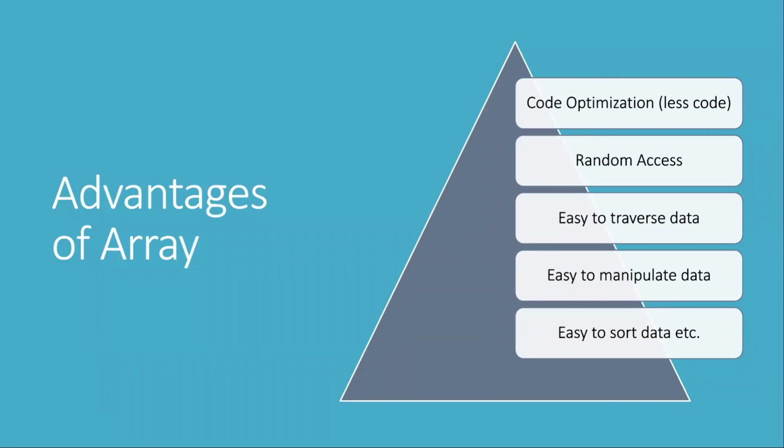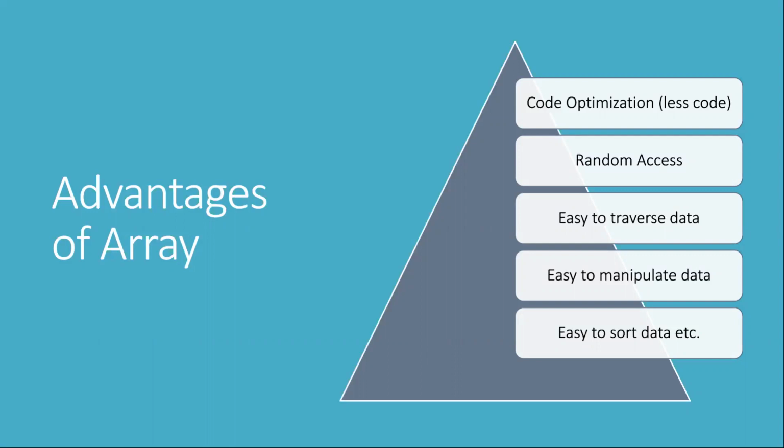Now, the advantages of array. I have listed here five advantages of array. The code optimization. Obviously the code gets optimized when you use an array, because a set of elements of the same data type can easily be accessed with the help of the array. Randomly, it is possible to access randomly. Suppose we have declared an array of 7 elements and we want to access the fifth element, it is possible. That is why random access is supported in array.